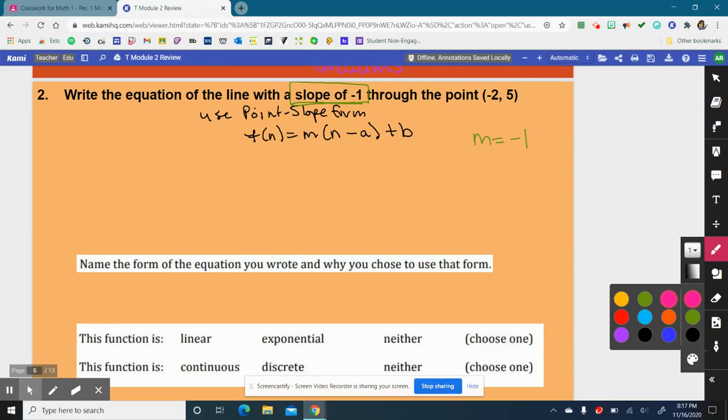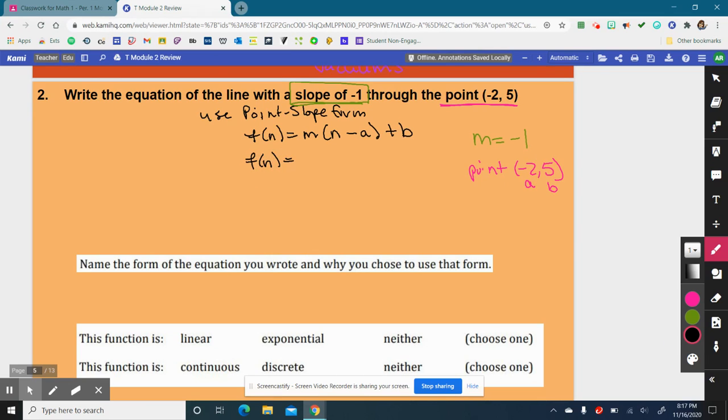My point is -2, 5. So now this -2 is my a value, and this 5 is my b value. So I'm going to plug these into my equation. We get f of n is equal to -1, that's my m value, times n minus a -2, because that's my a value, plus 5, that's my b value.